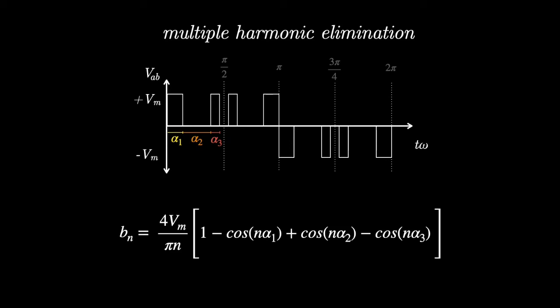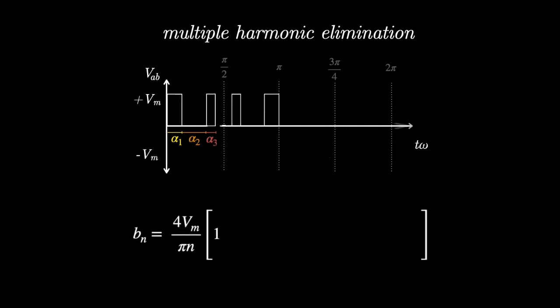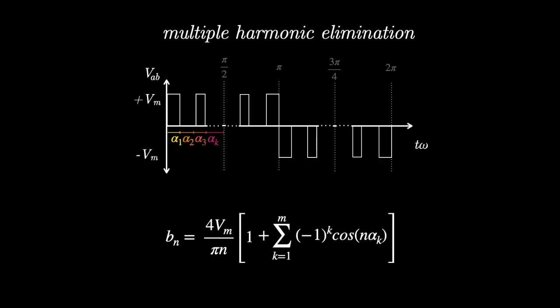In fact, we can eliminate as many harmonics as we need. To eliminate a k number of harmonics, we will need a k number of angles, having now our equation equal to this: 4 times Vm over pi n times 1 plus the sum from k equals 1 to m of minus 1 to the power of k times cosine of n alpha k.